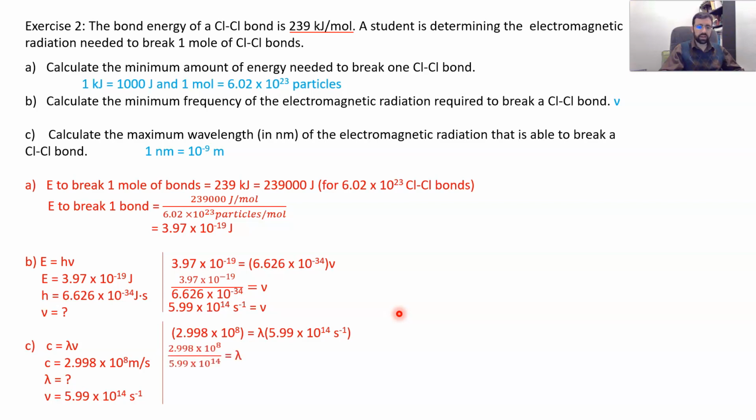We would divide these numbers to solve for lambda. And there's your answer. There's your wavelength in meters. If I want to find the wavelength in nanometers, I will take my answer, which is given in meters, times 1 nanometer over 1 times 10 to the negative 9th meters. Cancel out your units, and you end up with 501 nanometers.